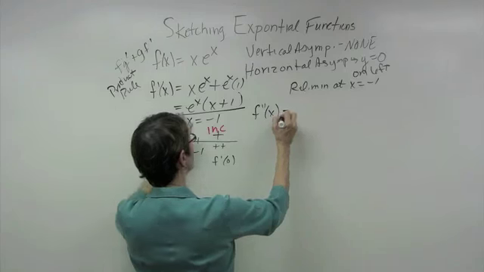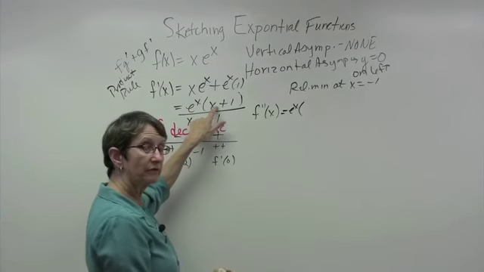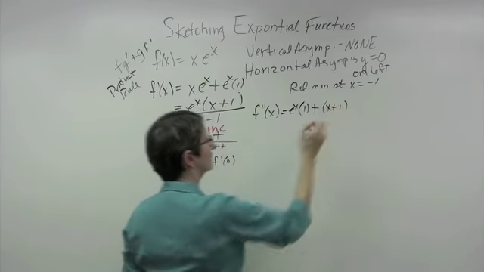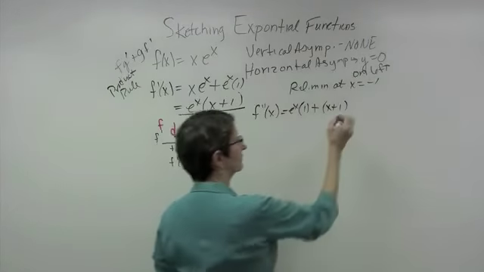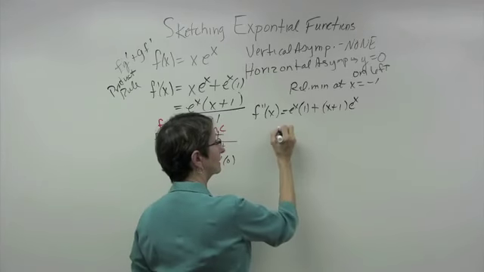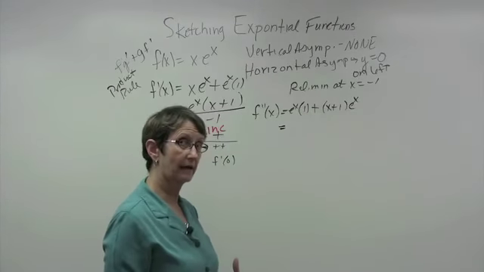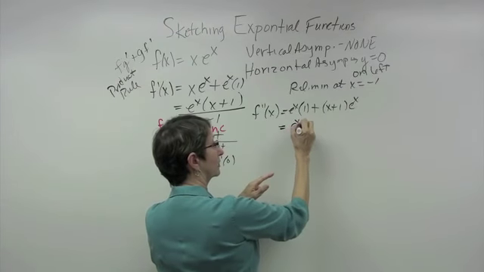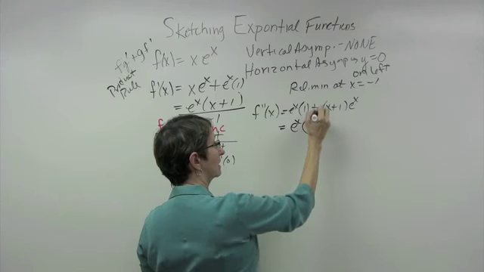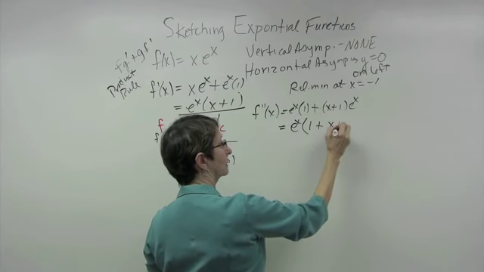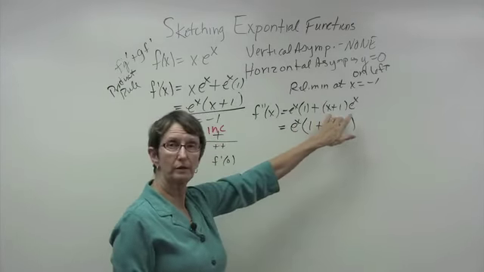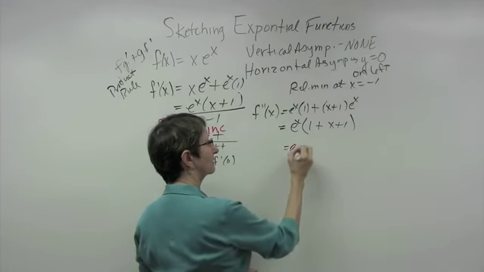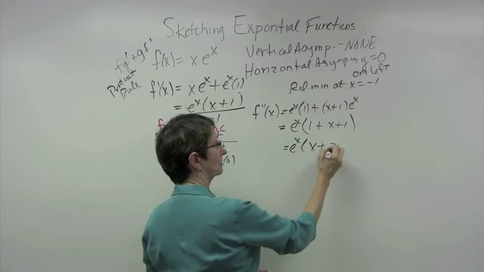I write down first e to the x times derivative of the second, which is 1, plus the second times derivative of the first, derivative of e to the x is e to the x. Now, I'm going to factor out e to the x. I have one here, and then here's a plus, and there's another one. So I can pull it in front. I'm left with 1 plus x plus 1. And I could put the x plus 1 in parentheses, but I don't really need to. So what I have for my second derivative is e to the x times x plus 2.